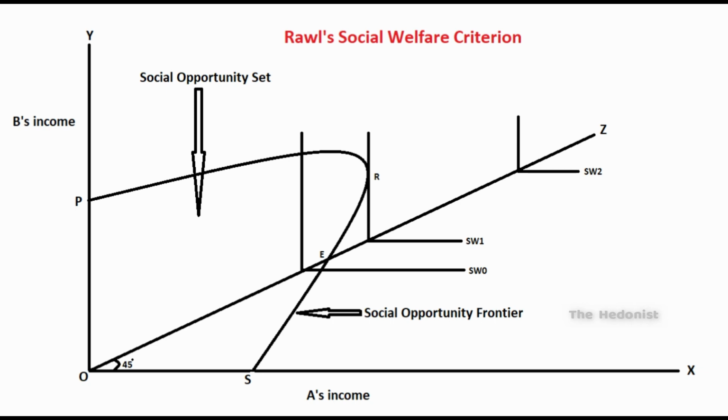If the economy moves from point E to point R due to some economic reorganization or change in the public policy, it shows that individual B has gained more than individual A. But what makes point R superior to point E is that even the less advantaged individual A has also benefited from the change. So this is how Rawls' theory of social justice works.